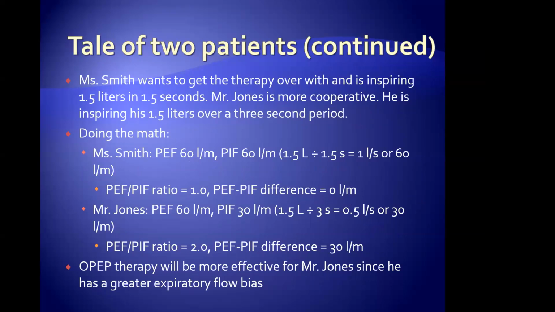Do the math. Miss Smith, she's just flat. She got an IE ratio of 1 to 1. There's no big deal. So again, there's no flow difference. The EI difference is 0. Mr. Jones listened to what you were saying, follows through with that. So now he has a difference of what? 2. So he's going to get a little more expiratory flow to move secretion, cephalad, and then have him cough. So the OPEP therapy will be more effective for Mr. Jones since he has a greater expiratory flow bias.